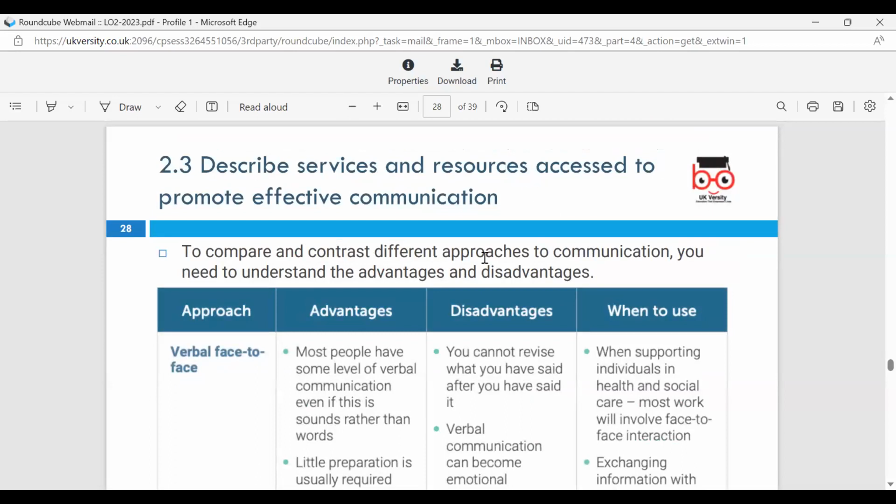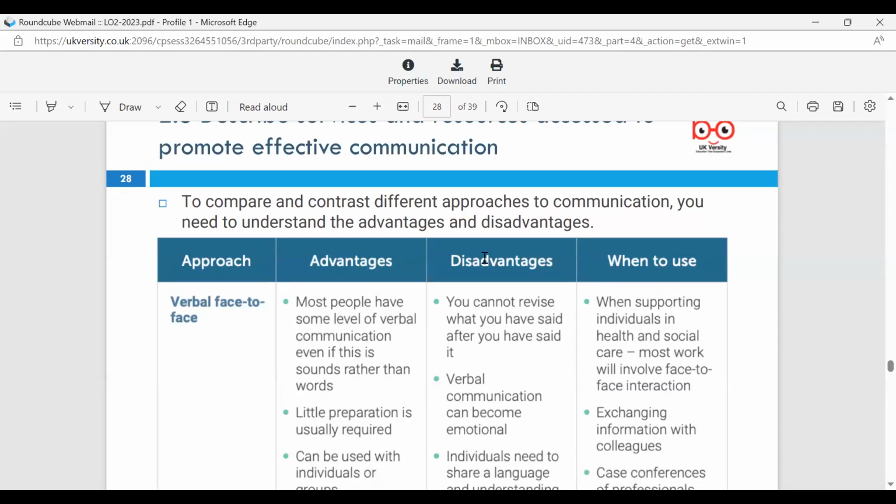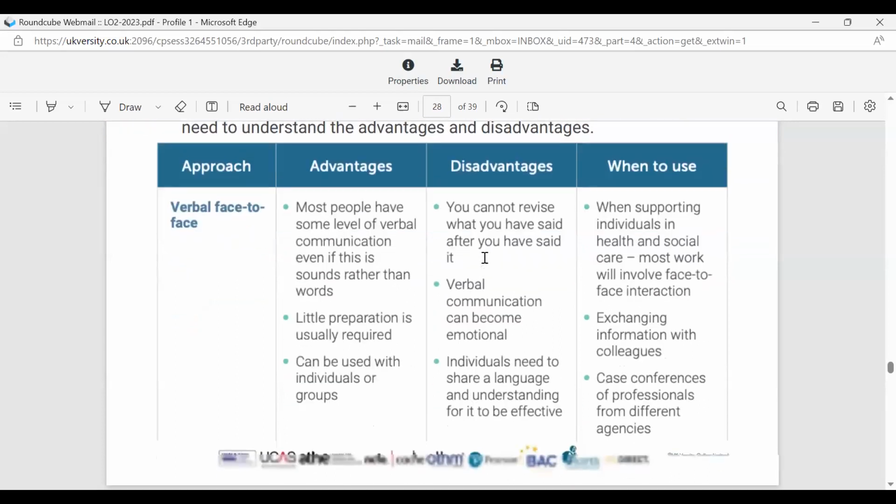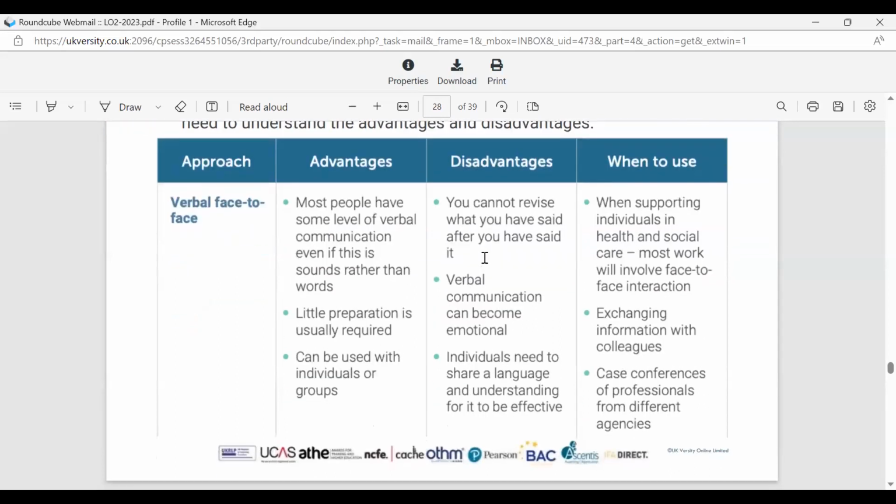2.3 is to describe services and resources accessed to promote effective communication. So to compare and contrast different approaches to communication, you need to understand the advantages and disadvantages. So verbal face-to-face communication: the advantage is most people have some level of verbal communication, even if it sounds rather than words. Little preparation is usually required, and it can be used with individuals or groups. The disadvantage is you cannot revise what you have said after you have said it. Verbal communication can become emotional. Individuals need to share a language and understanding for it to be effective.